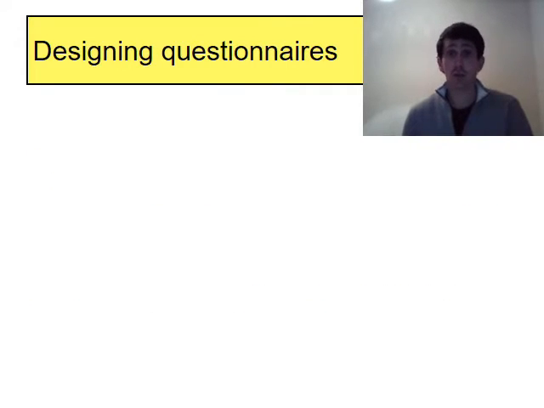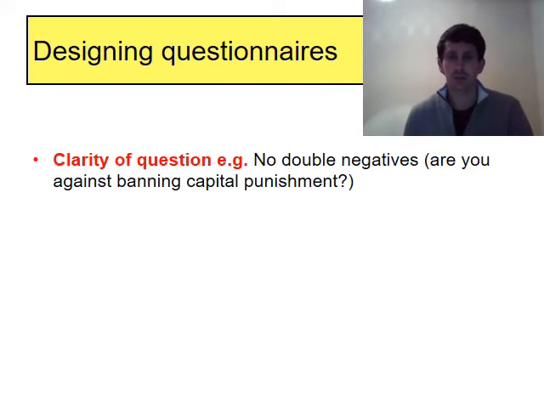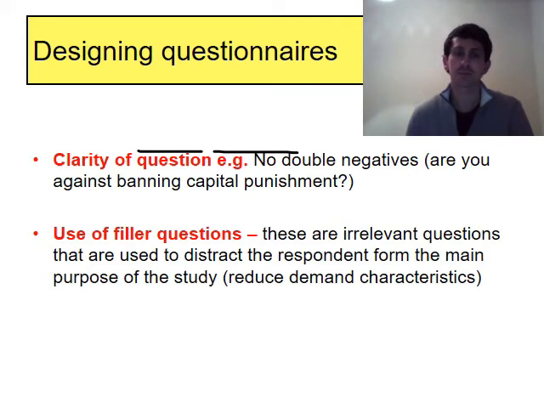There's certain things you've got to be aware of when you're designing a questionnaire, and they are the clarity of the question. You can't use double negatives, so you couldn't ask, are you against banning capital punishment? It confuses the person straight away. The question isn't very clear. Having the word against and then banning, you can't use that double negative. Participants will get confused, therefore the questions won't be valid.